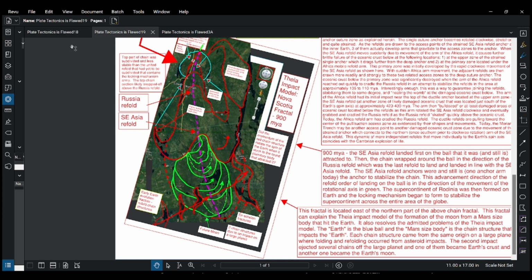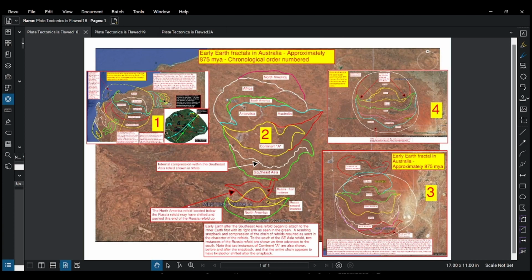Okay? Sounds bizarre, but there's evidence of that in these fractals, as you'll see here. There's the chronological sequence from 1 to 2 to 3 of that structure of Rodinia, the supercontinent, attaching to the inner Earth. It doesn't show it like that clearly, but it shows once it's there. And basically, it's showing that these structures shuffle around to reach equilibrium.